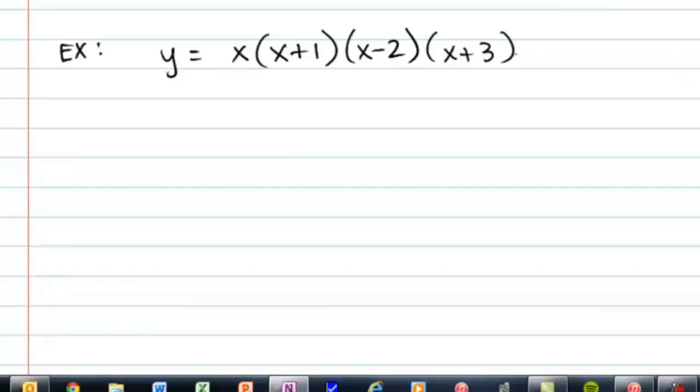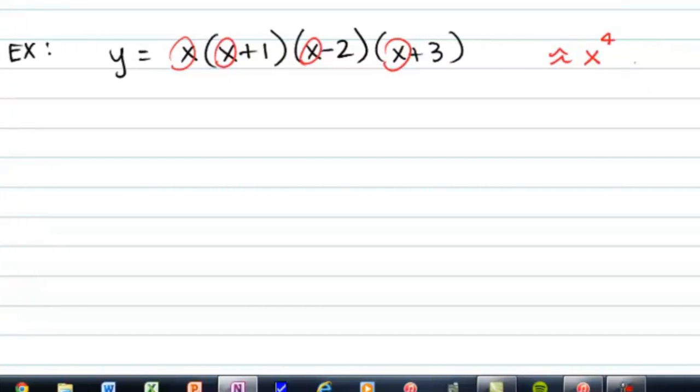If we multiplied that out, we would have x times x times x times x, which would be x to the fourth. So this is an even function. So that means that when we finish, we should have a graph where either both ends point down or both ends point up. Okay? So that gives us an idea of what it's going to look like.